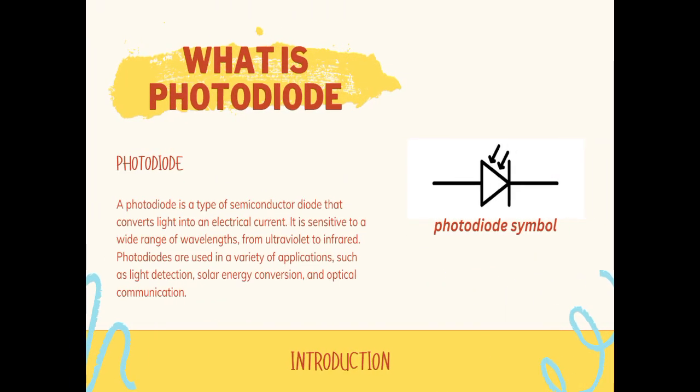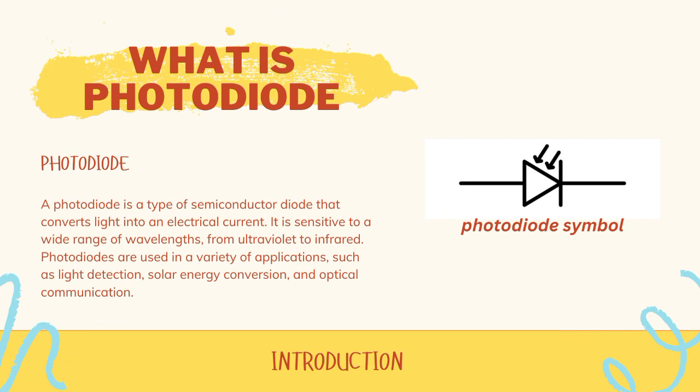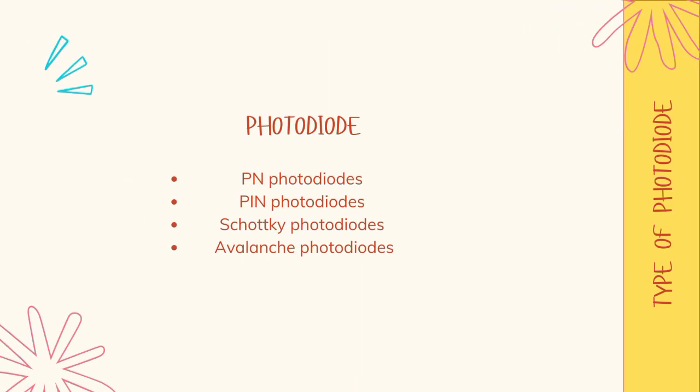Photodiode. What is a photodiode? A photodiode is a type of semiconductor diode that converts light into an electrical current. It is sensitive to a wide range of wavelengths, from ultraviolet to infrared. Photodiodes are used in a variety of applications such as light detection, solar energy conversion, and optical communication. Types of photodiode: PN photodiode, PIN photodiode, Schottky photodiode, avalanche photodiode.